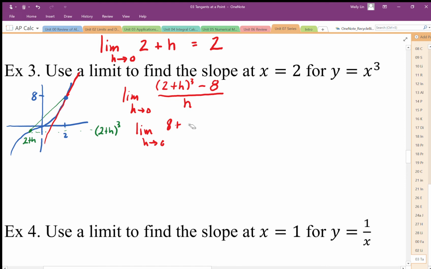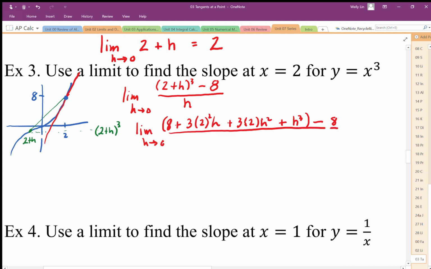Oops, I forgot my coefficients. It's going to end up being 3 times 2 squared times h, plus coefficient 3, it's going to be 2 to the power of 1 times h squared, plus h cubed. Okay, so there's my expansion, and then I have minus 8. This is my y1 minus y2.